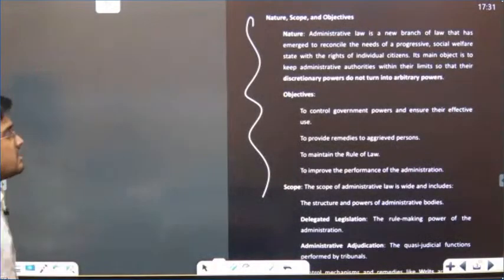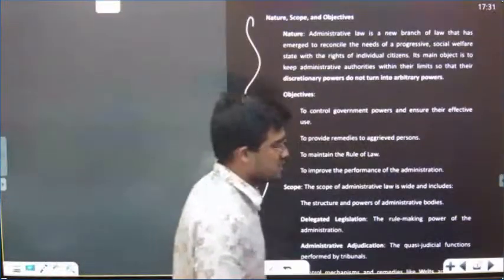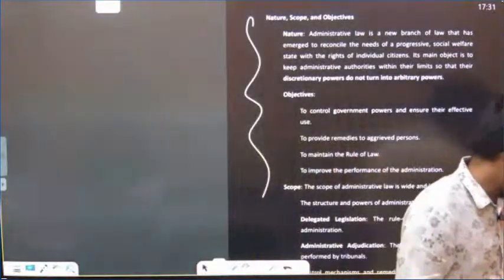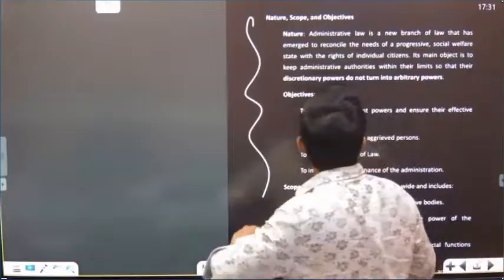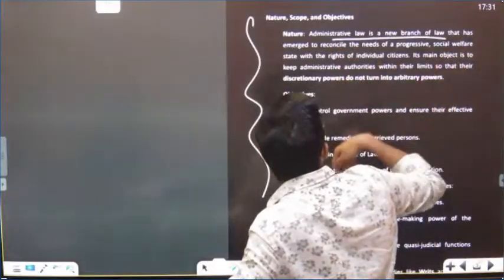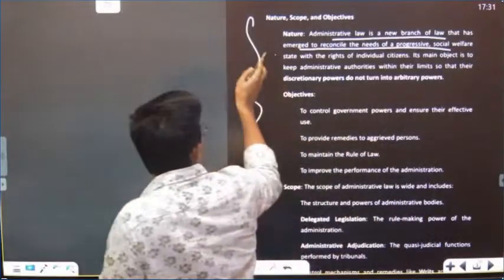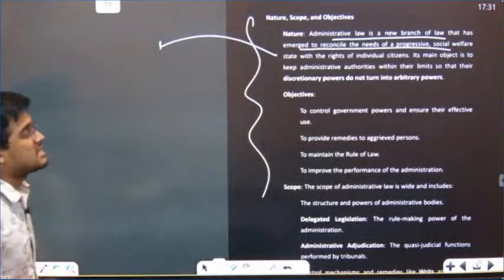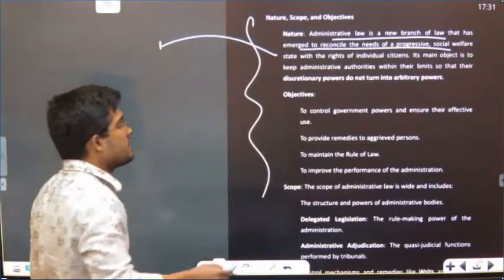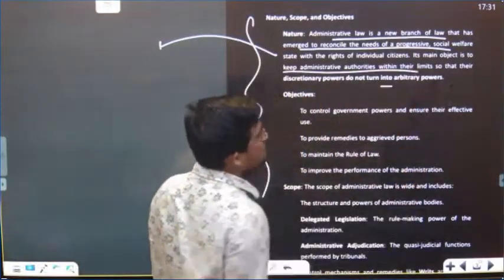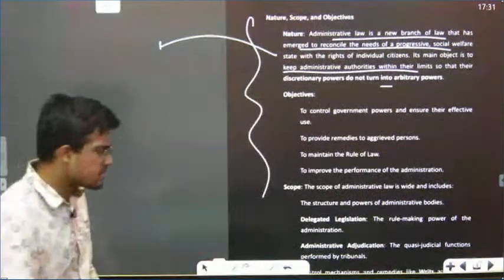Then comes nature, scope, and objectives of administrative law. Nature of administrative law. Administrative law is a new branch of law that has emerged to reconcile the needs of a progressive social welfare state with the rights of individual citizens. Its main objective is to keep administrative authorities within their limits so that their discretionary power does not turn into arbitrary power. Very easy, self-explanatory.